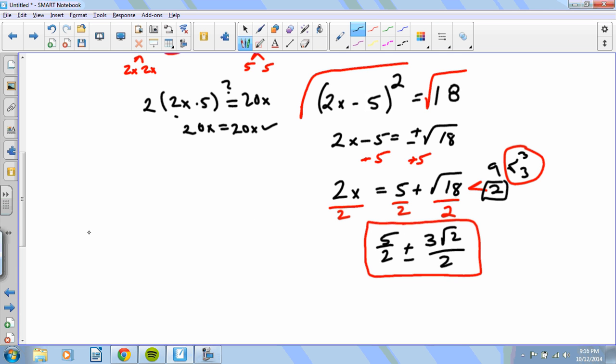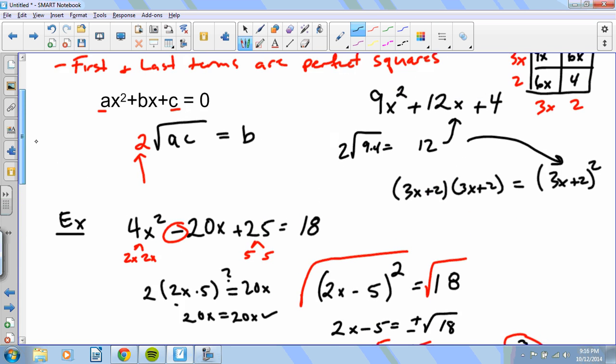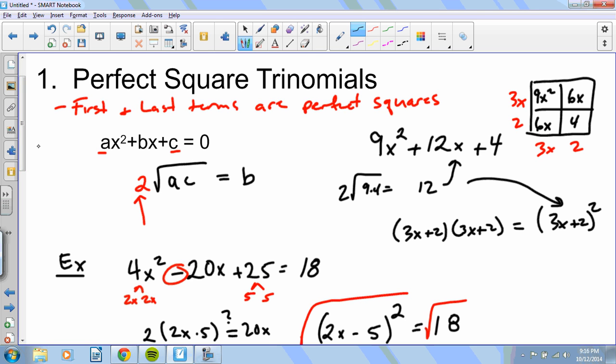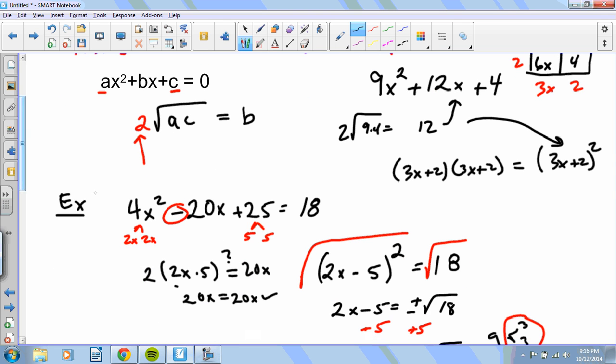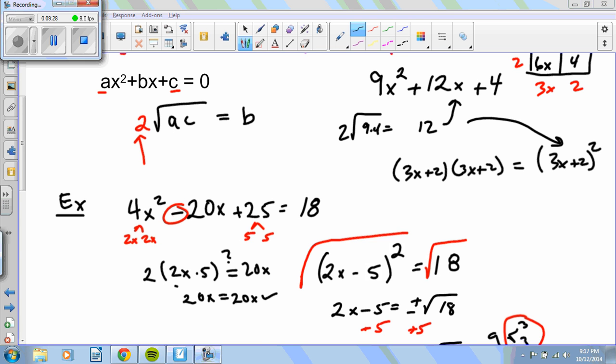Okay, so that's a quick review there of a perfect square trinomial. In the next video, we'll talk about how to actually use completing the square and how it relates to this. So what we'll see in the next video is if I don't start with a perfect square, how can I create one and go from there? So that's our video on perfect square trinomials, and we'll move on here in a minute.